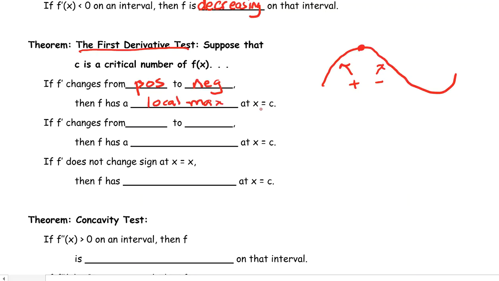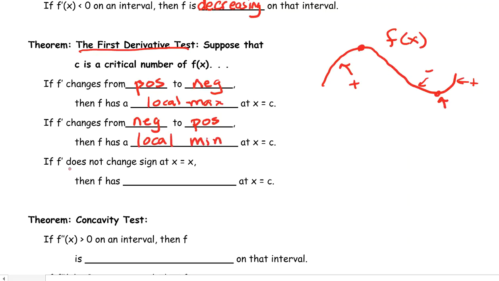All right, if f prime changes from negative to positive, then the original graph changed from falling to rising. So that would be here. The slopes here are negative, and then the slopes on this side change to positive. So at this c value, f would have a local minimum. So this is a graph of our original f of x.